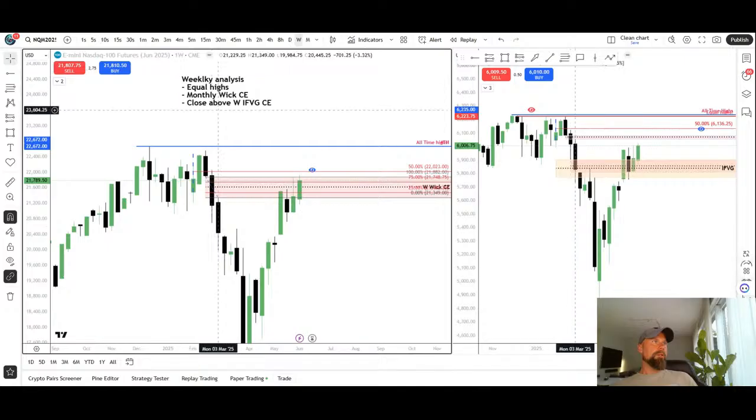Here I made some annotations. We have equal highs, monthly wick CE, close above weekly inversion fair value gap CE.